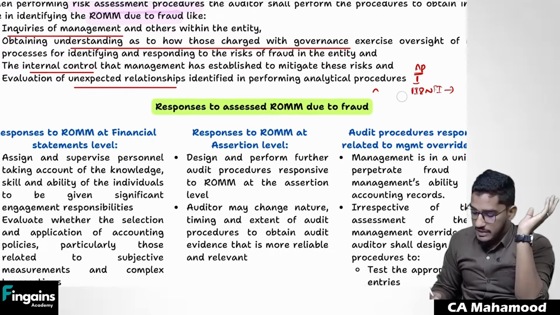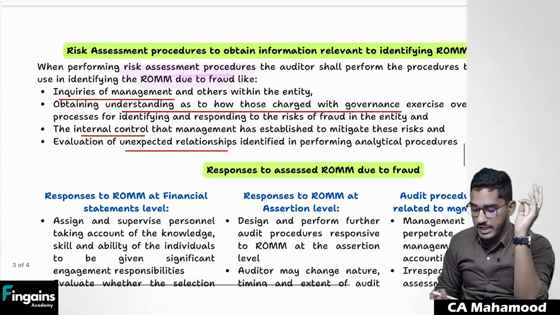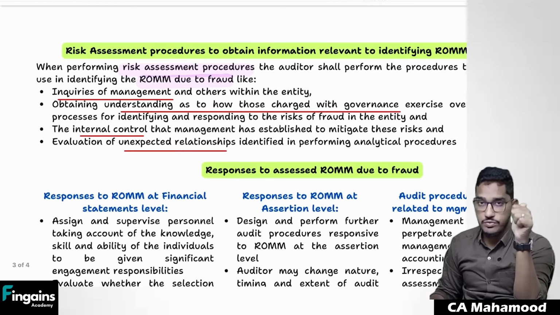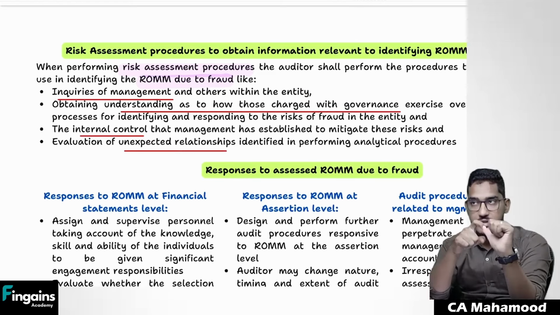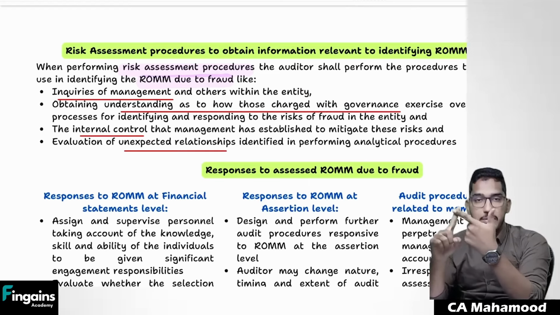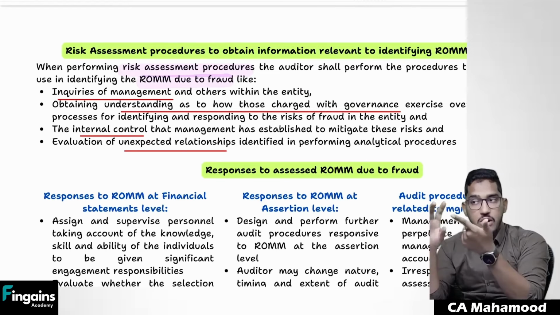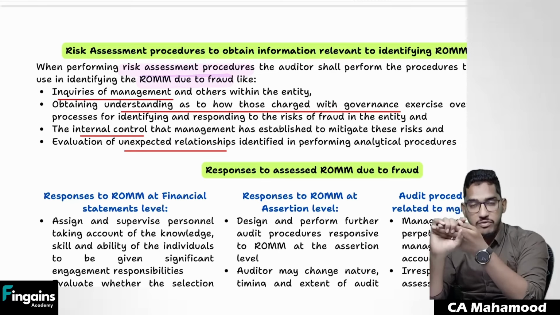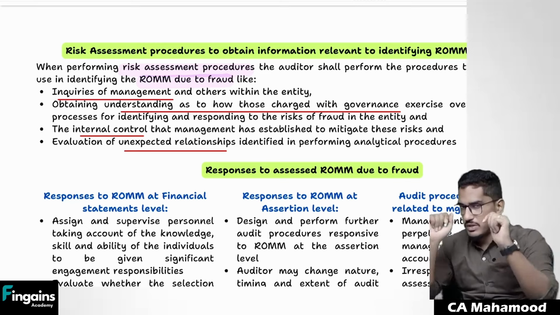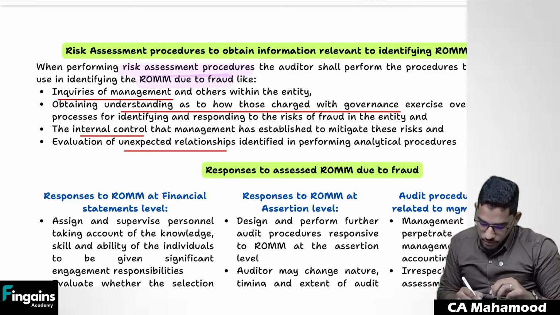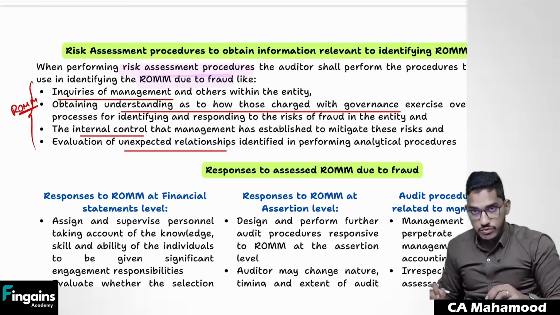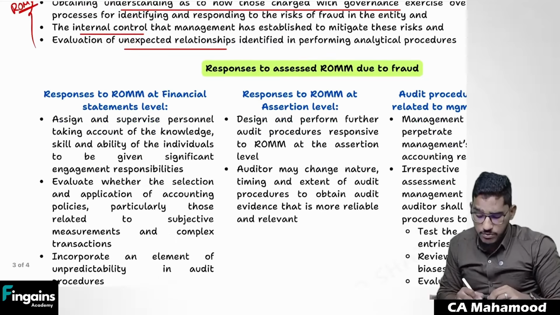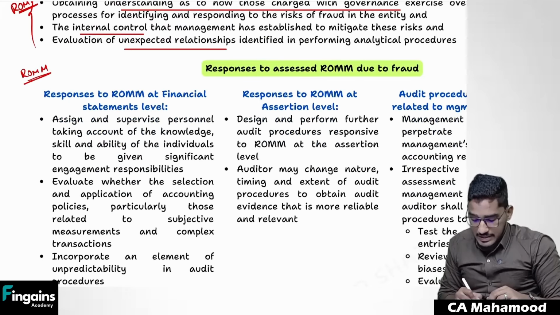So like this, the standard asks you to do 4 steps in order to identify whether there is any risk of material misstatement due to fraud. What are those 4 steps? Number 1, do the inquiries of the management. Number 2, understand the role of those charged with governance, how frequently they are monitoring the management activities. Third, verify what kind of internal controls are there. Number 4, perform analytical procedures and find out whether any unusual relationships are there. By doing those 4 steps, you will try to identify whether there is any risk of material misstatement relating to fraud.